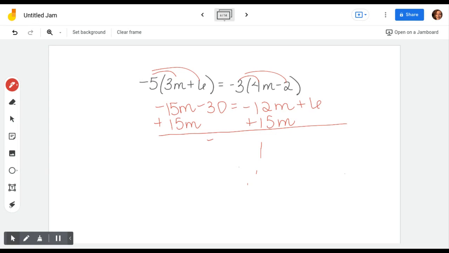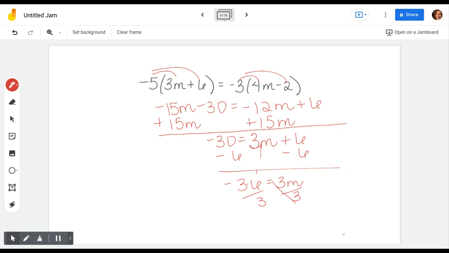On the left, I still have negative 30 equals, on the right, negative 12 and positive 15. That's a positive 3m. And then I have a plus 6. And now it's a two-step equation. I'm going to subtract the 6. And on the left, that gives me negative 36 equals, on the right, I have 3m. I'm going to divide both sides by 3. And I get negative 12 equals m.